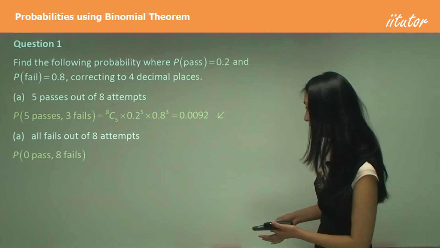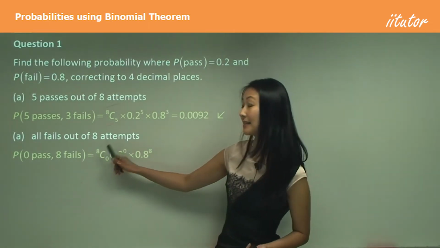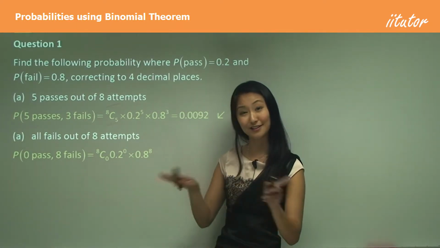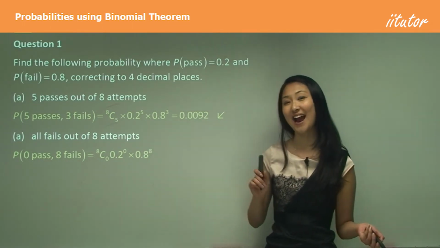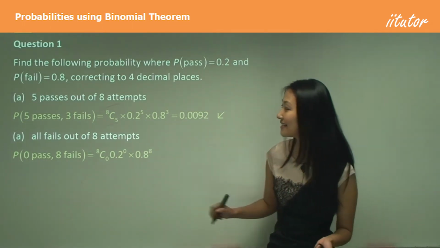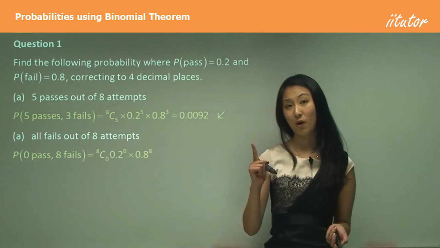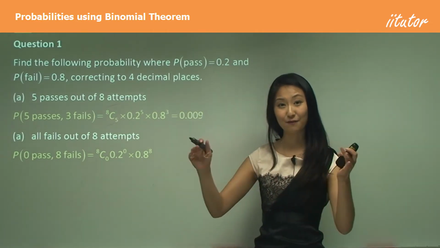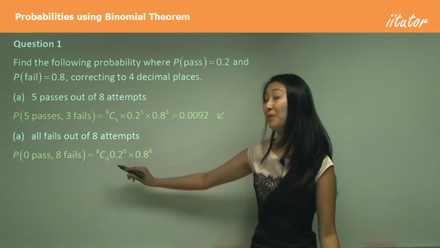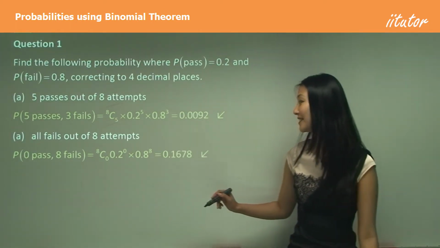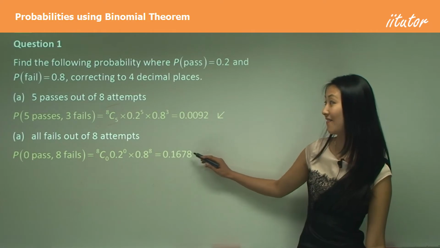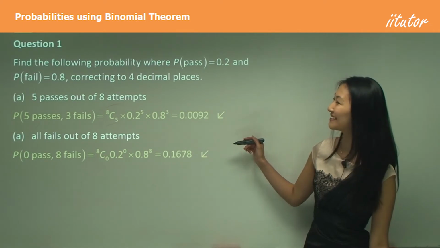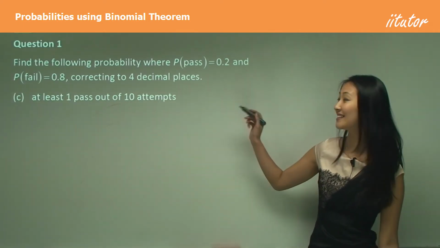Now, for this one, it's just going to be 8, because there are 8 attempts, 8C0, and it'll be 0.2 to the power of 0 because there's no passes at all, and 0.8 to the power of 8. Now, I want you to consider this. 8C0 we know just equals 1. And why is that? Well, because there's only one way that everyone can fail, right? Because if everyone fails, there's not going to be any combinations. So that's why that equals 1. And just put that into your calculator. So there's a 0.1678 probability that everyone fails, which is actually quite high when you think about it in this case. All right, let's move on to question C here.